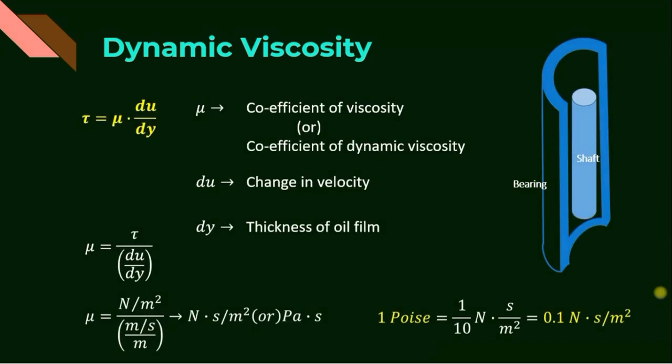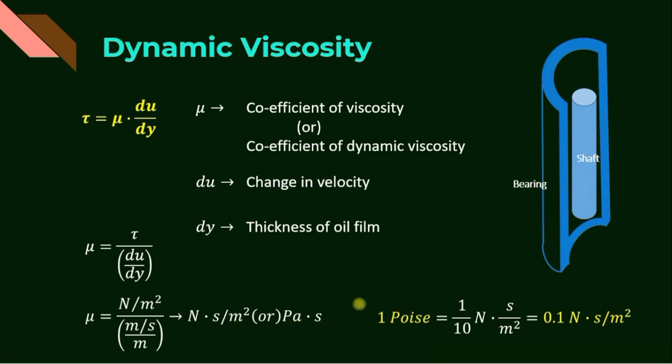Now let us discuss the unit of viscosity. Tau is equal to mu du by dy. This can be rewritten as mu is equal to tau upon du by dy. The unit of the shear stress is Newton per meter square. The unit of the change in velocity is meters per second, and the unit of dy is meters. So, the unit of the viscosity or dynamic viscosity or coefficient of viscosity or coefficient of dynamic viscosity is Newton second per meter square or Pascal second.